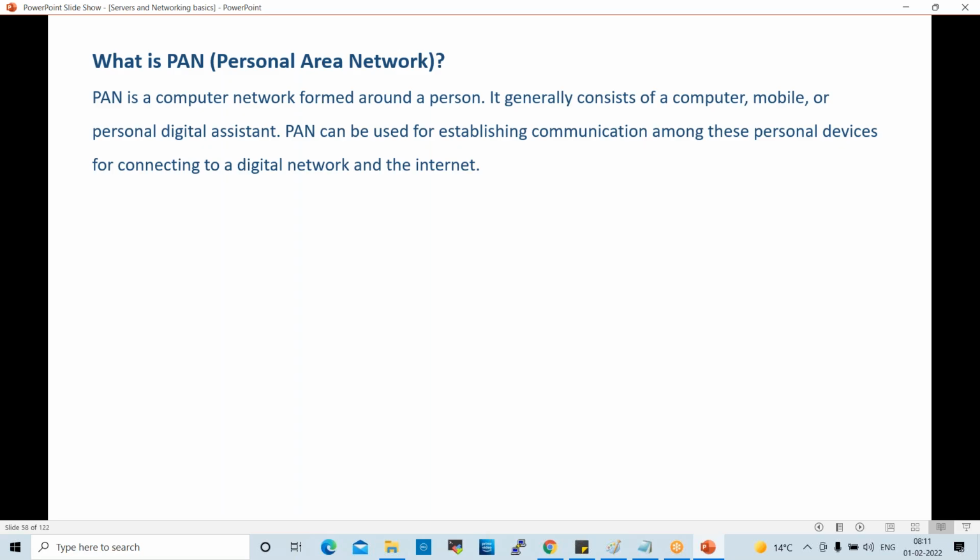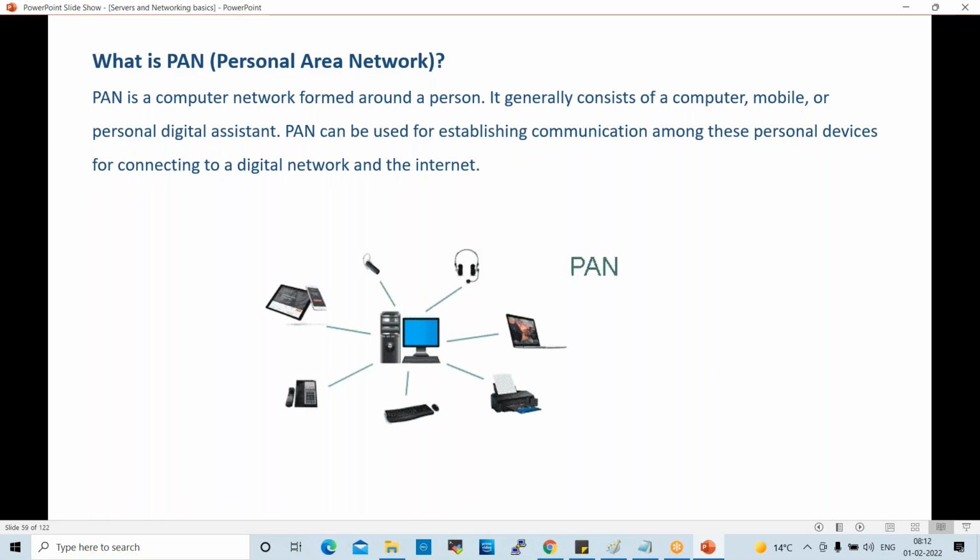PAN is a computer network formed around a person. It generally consists of a computer, mobile or personal digital assistant. PAN can be used for establishing communication among these peripheral devices for connecting to a digital network and the internet. See here, for example, we have a laptop or desktop. For a laptop or desktop, we use a wireless keyboard, wireless mouse, wireless printer, wireless headset, wireless mic, right? So this is PAN, personal network. We use Bluetooth or something similar, right?